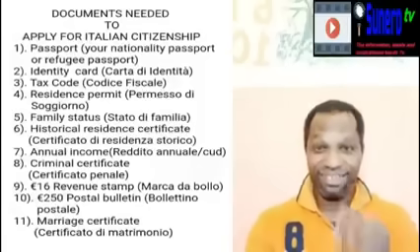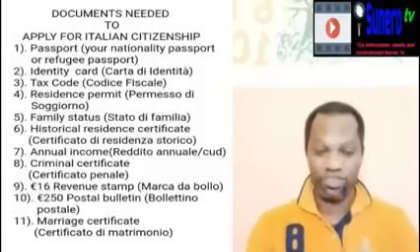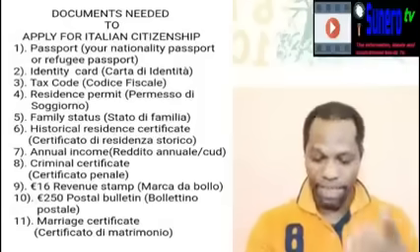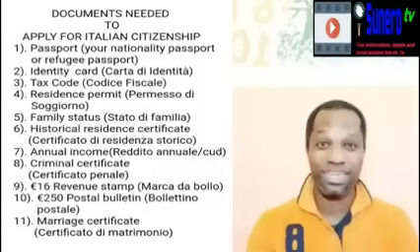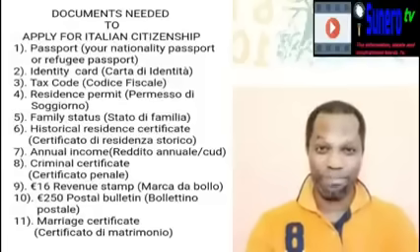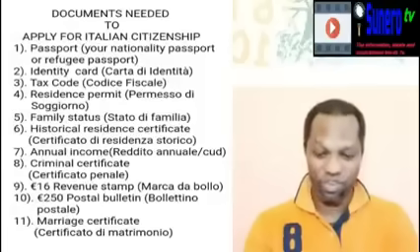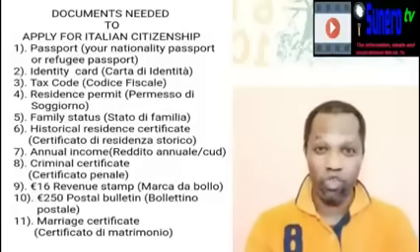Then the ninth one is the 16 euros revenue stamp, which is Marca da Bollo. So you also need it as well. Then 250 euros postal bulletin. You also need this one as well. This one needs to be paid when making the application. So that's the last one for those who are doing it through marriage.